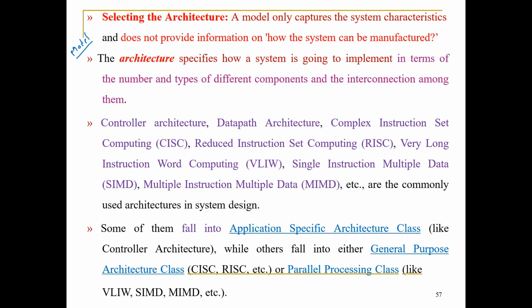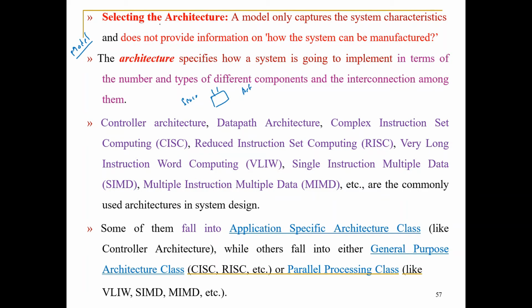Selecting the architecture. Once you are selecting the architecture here, the embedded system manufacturer will face the actual issues. Even though his model was working very fine, when it comes to the actual implementation, he has to take a lot of difficulties and face a lot of problems. The architecture specifies how a system is going to be implemented in terms of the number and types of the different components and interconnections among them. You should take a microcontroller in real, sensors in real, actuators in real, user interfaces in real, and start working on that. When you start working on that, you are going to face the actual issues.